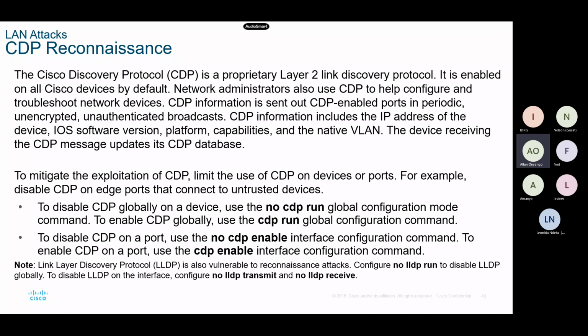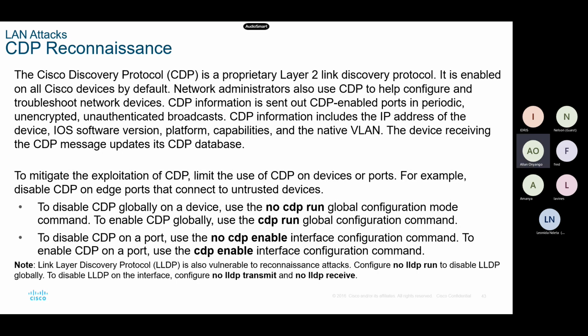Finally, we have this layer 2 protocol called the CDP, the Cisco Discovery Protocol. This is a protocol which lets Cisco devices discover details about other Cisco devices within the network. All right. And this will include things like IP addresses, the software version of the IOS, the type of platform, the capabilities, whether it is a switch or a router, including even the native VLANs.